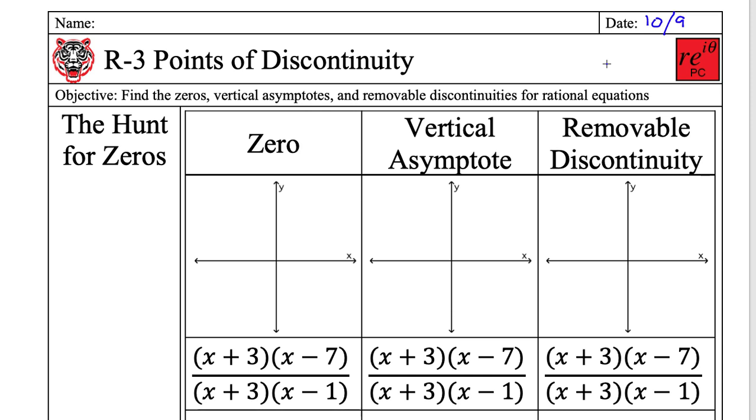Who can read our objective? Oh no, no one knows how to read.